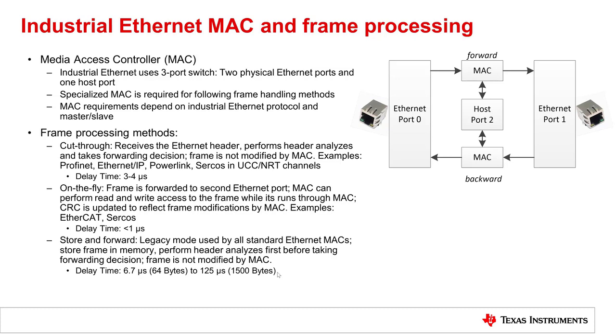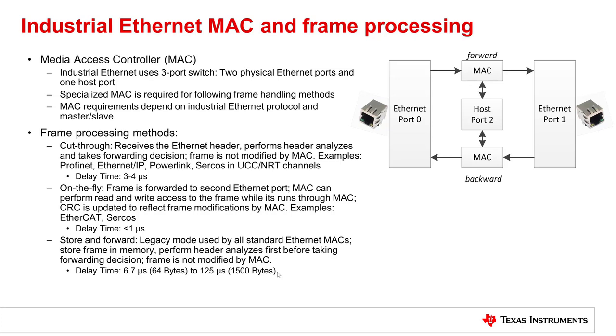So next we will look at the frame processing methods. First of them is the cut-through. This receives the Ethernet header, performs header analysis, and takes a forwarding decision. Here the frame is not modified by the MAC. Examples for this kind of frame handling are Profinet, Ethernet IP, PowerLink, Sercos in the UCC or NRT channel, and typically you have a delay time inside the MAC of 3 to 4 microseconds.